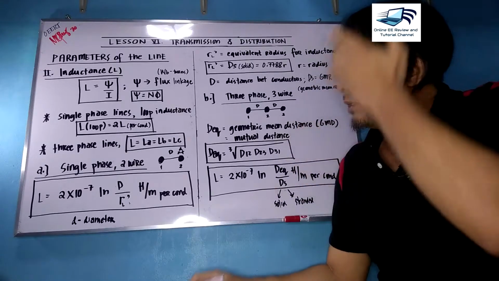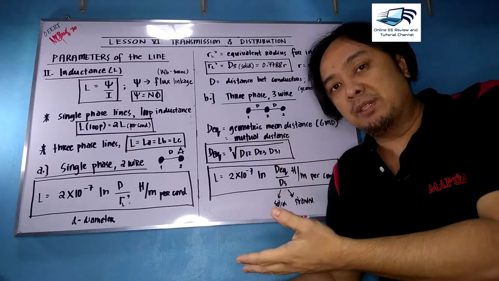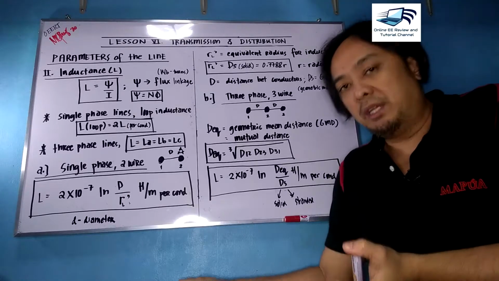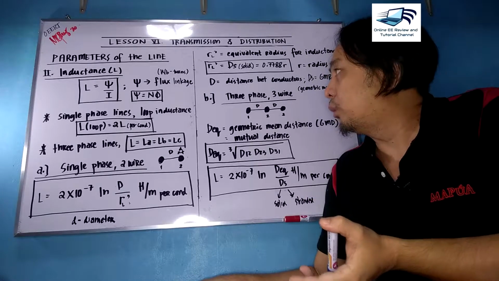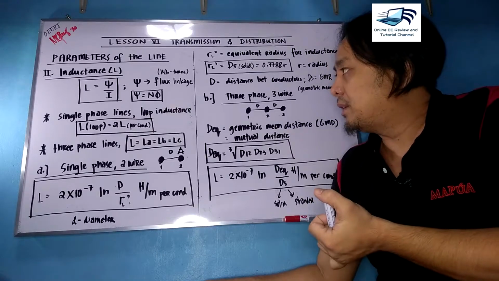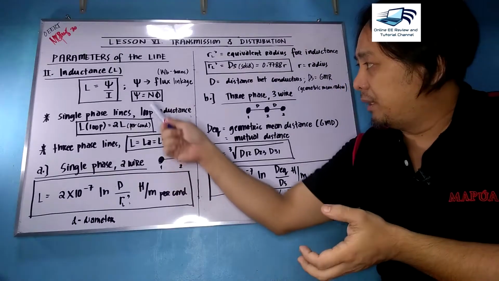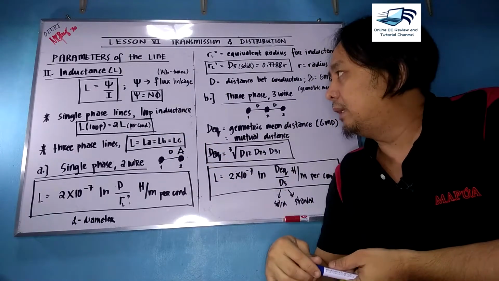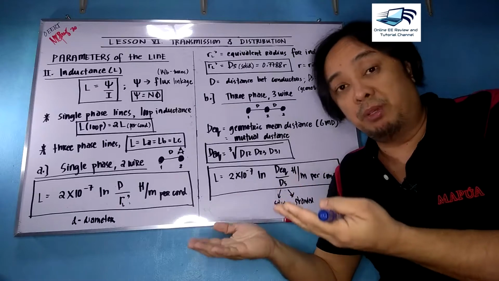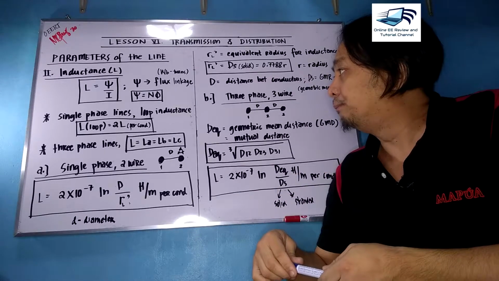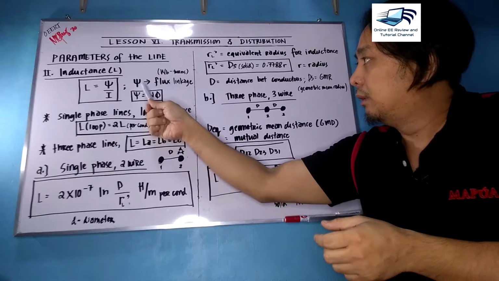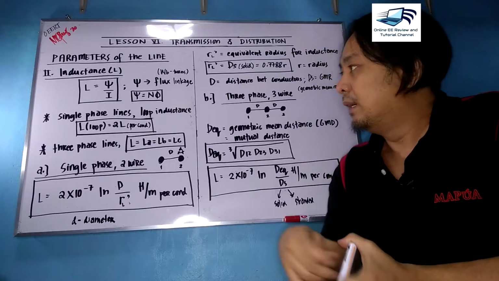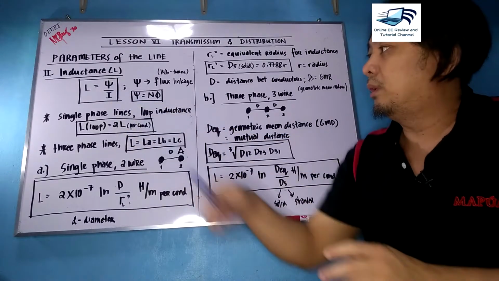Now, inductance, based on your physics, is simply equal to the flux linkage. The flux linkage is in Weber-turns, with an equation of the number of turns times the flux. The unit of the flux is Weber, and N is the number of turns. For example, with a coil, psi, the flux linkage, is N times phi, and inductance is also inversely proportional to the current.